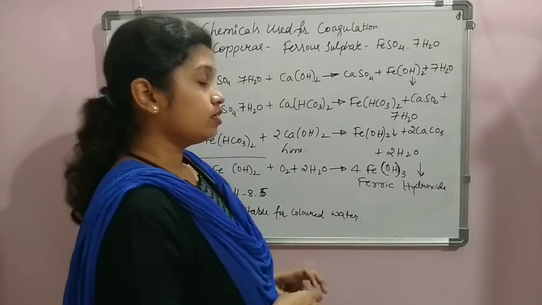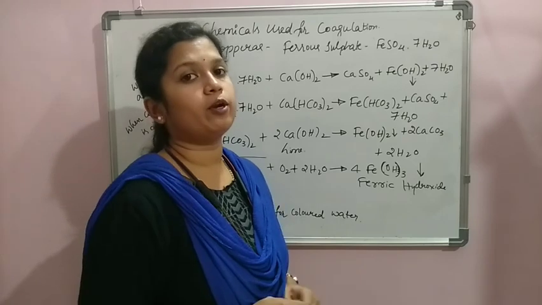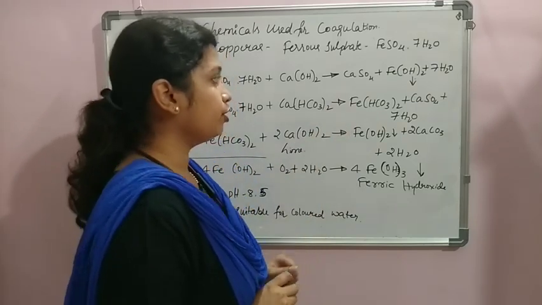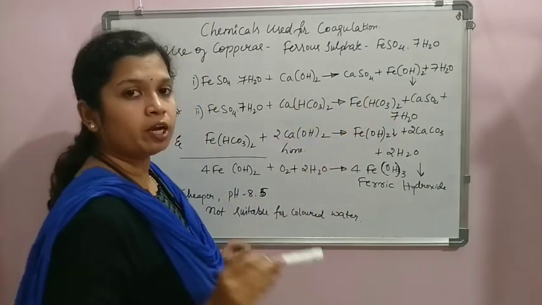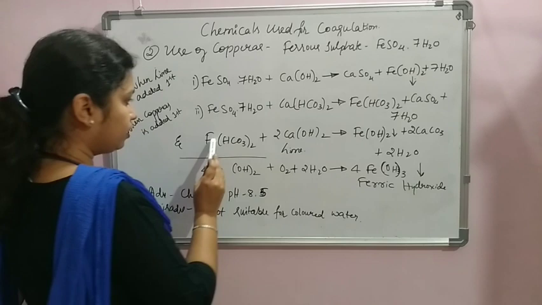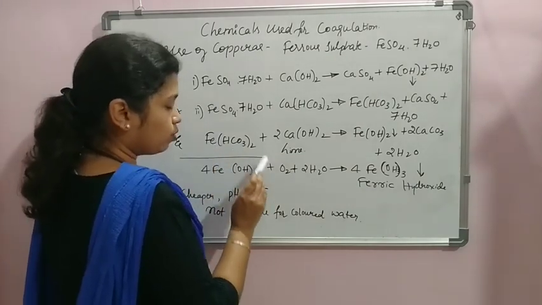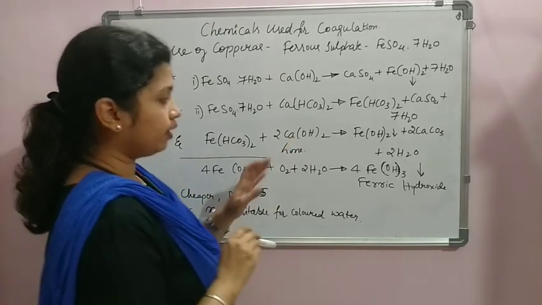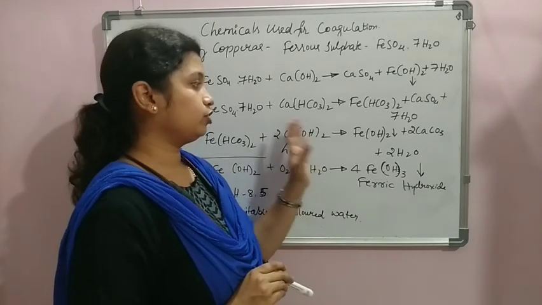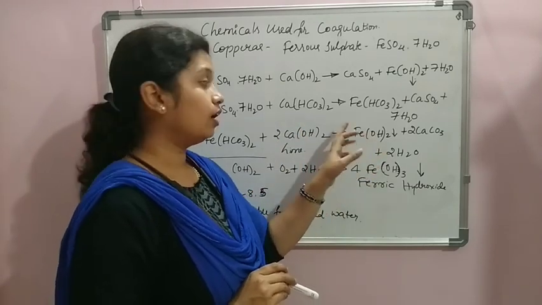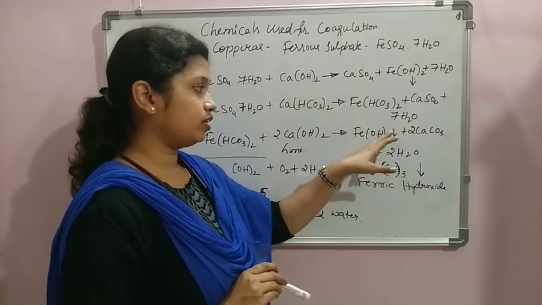In this case we didn't get any product that can readily settle to the bottom. Further the reaction has to continue. So to continue the reaction, we have to make this product settle to the bottom. We take the same ferrous bicarbonate, Fe(HCO3)2, and again add the hydrated lime, Ca(OH)2. When we add the lime, the reaction takes place for the formation of the hydroxide group. Here we can see ferrous hydroxide is formed that gets settled to the bottom.